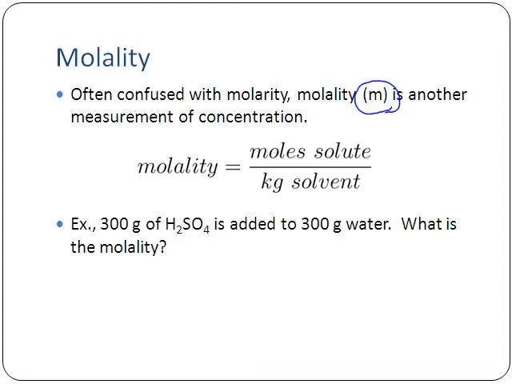So molality is another measurement of concentration. The definition is this: molality is equal to the number of moles of solute over kilograms of solvent. Note that this one is a little bit different than our previous two, in that previously we always had some amount of solute divided by some amount of solution. For percent by mass, it was grams of solution. For molarity, it was liters of solution. But this time we have kilograms of solvent.